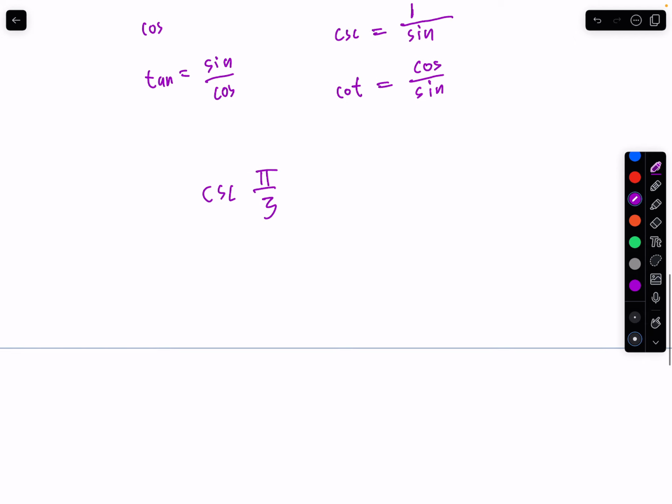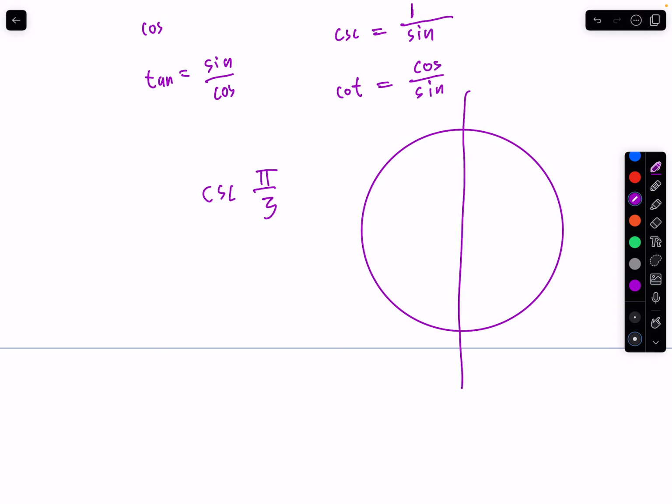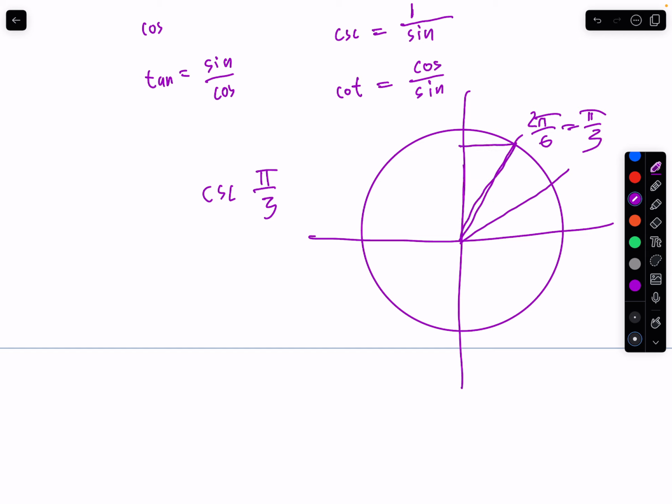Okay, so if I see pi over 3, I'm going to think back to my circle. What is pi over 3 in terms of pi over 6s? That's 2 pi over 6s. So I know right here, my cosine is the short side, so that's 1/2. And the sine is the long side, so root 3 over 2.